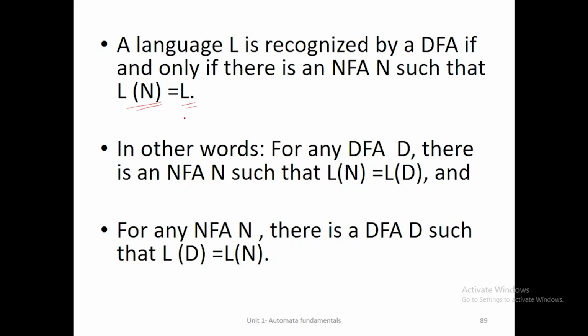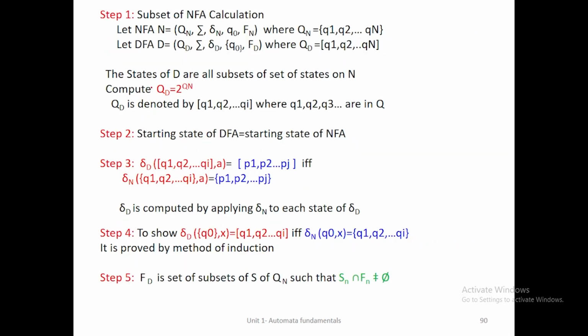Then what is the procedure for implementation? It contains 5 steps. Step 1 is subset of NFA calculation. That is, we should calculate in step 1 what possible subsets are available in the NFA.